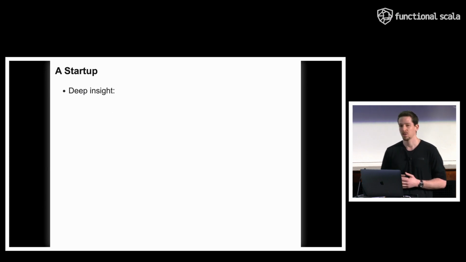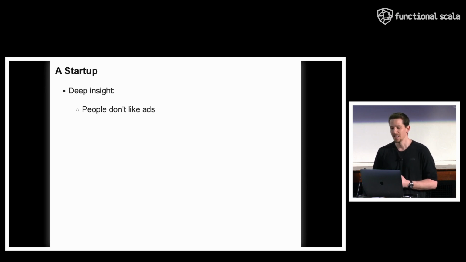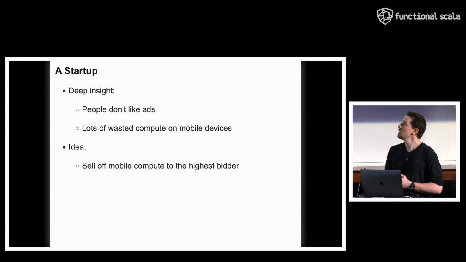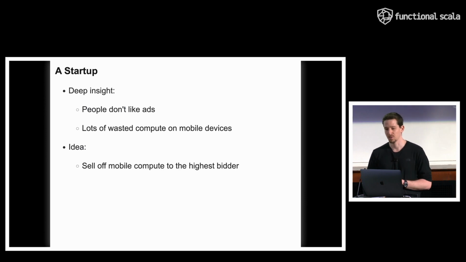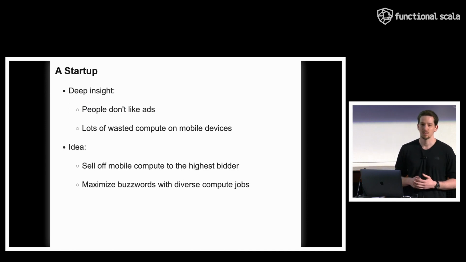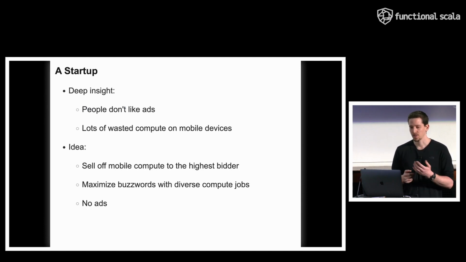We have to start with some deep insight about something so that we have a startup to start on. People really don't like ads. And with people having much more sophisticated and powerful phones, there's lots of compute being wasted on idling phones that are doing nothing useful for anyone. So the idea is that we can sell off mobile compute from users to the highest bidder. Seems like a plausible thing to do. By using diverse jobs that we submit to our mobile compute little edge cloud, we can maximize the buzzwords that we can legitimately use on our landing page. And of course, our users in return are getting a no-ads service, so that's a win-win for everyone.